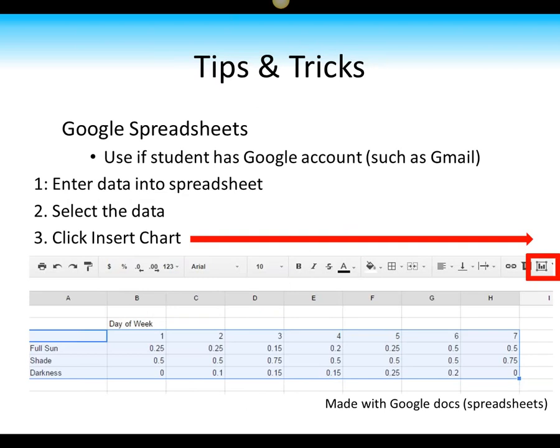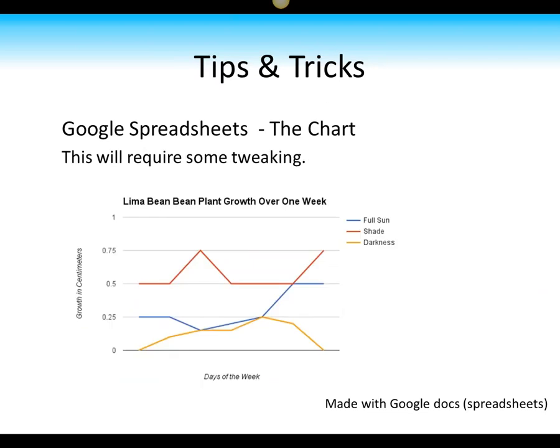We also can use Google Spreadsheets. It's similar to Excel, but it's not as easy to use. Now, if they have a Gmail account, this is the way you might want to go. You just have them enter the data into a spreadsheet. So column A, I have the full sun, the shade, and the darkness. And then along the line, we have days of the week, 1, 2, 3, 4, 5, 6, 7. And then we have the measurements in centimeters that it might have been. And then over on the right, after you select the data with your mouse, you're going to insert the chart, and you will end up with a chart that looks like this.